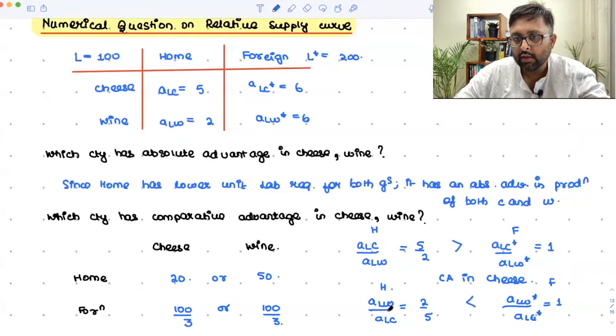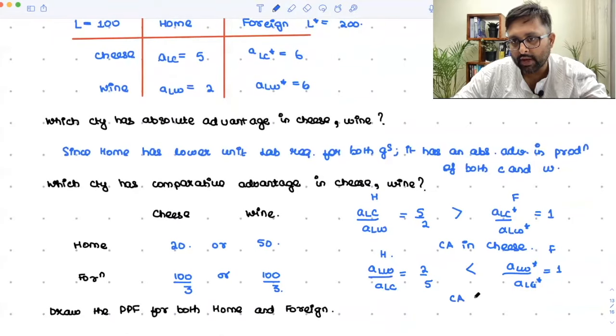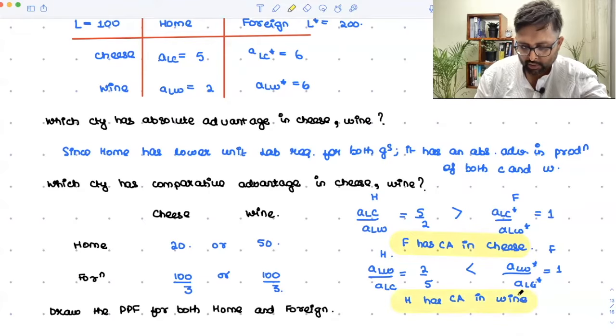So the opportunity cost of wine is lower in the home country. So home country has a comparative advantage in wine. So you can write: foreign has comparative advantage in cheese, and home has comparative advantage in wine, right?